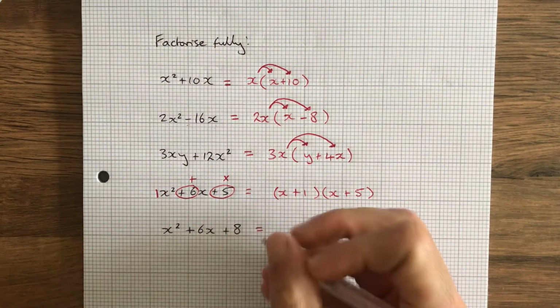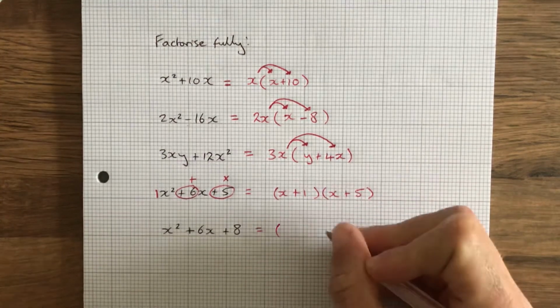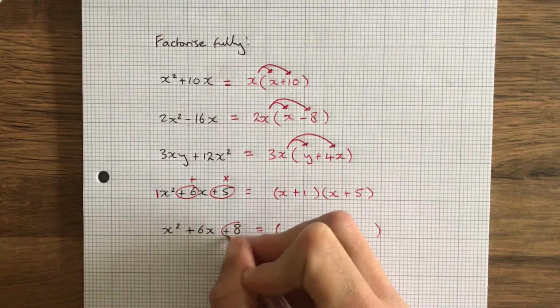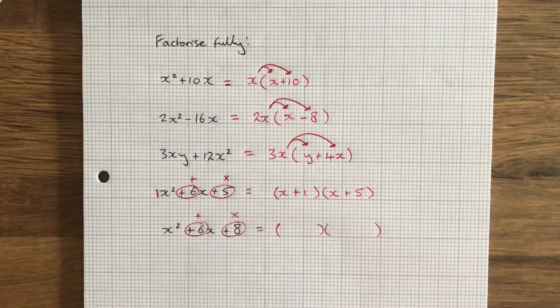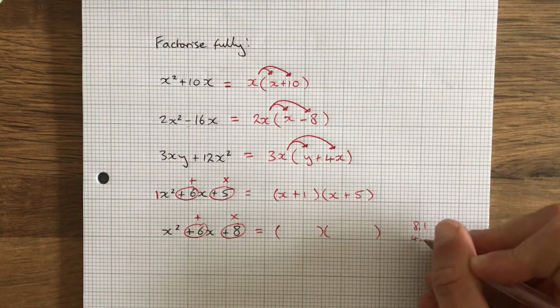For the final one, we've got a similar question because we've got a constant. So this is also going to be factorised into double brackets. And we're looking for two numbers that times together to give 8. And they're going to add together to give positive 6. In this case here, let's think of the factors of 8. It could be 8 and 1. It could be 4 and 2. So there's two pairs of factors there. 8 and 1, 4 and 2.